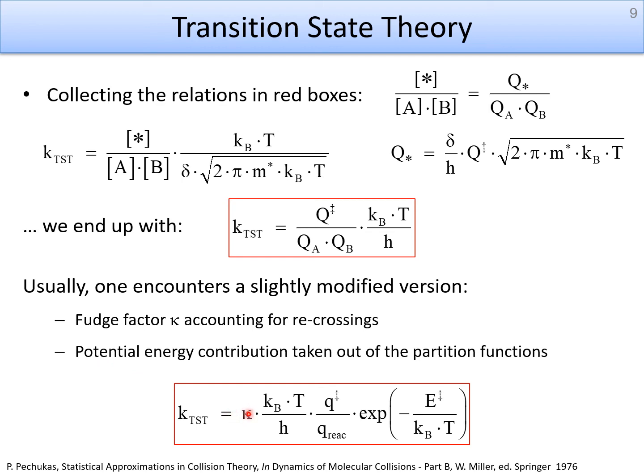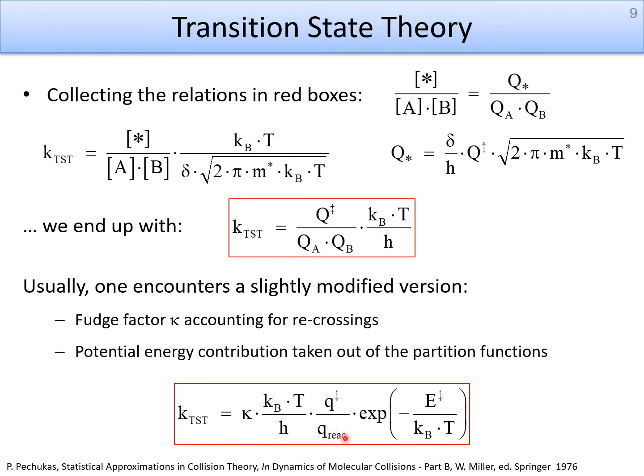So this is shown here. And then the potential energy contribution sometimes is taken out of the partition functions. So then you would write something like this: q lowercase, which is a quasi-partition function that does not account for the potential energy contribution, divided by Q reactants.